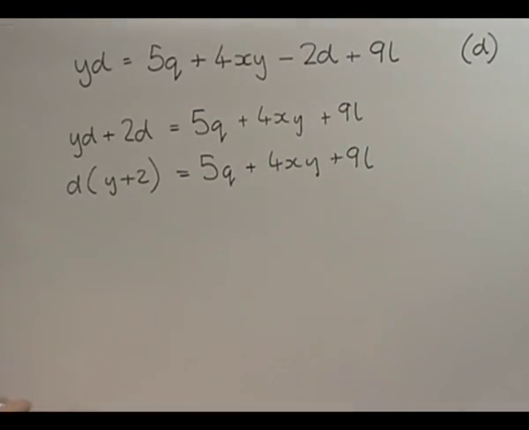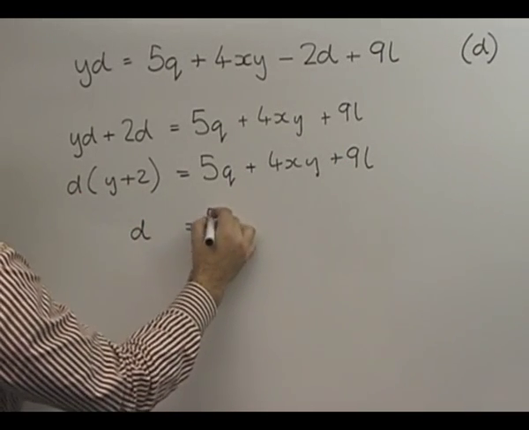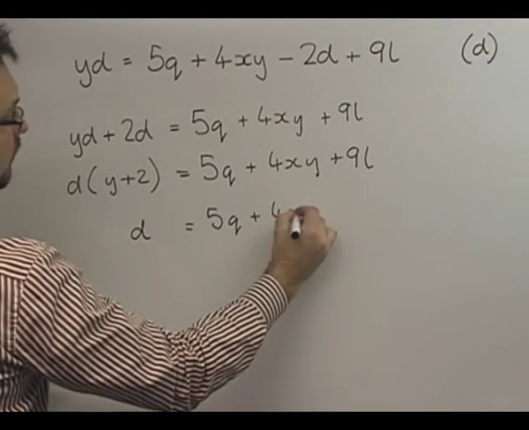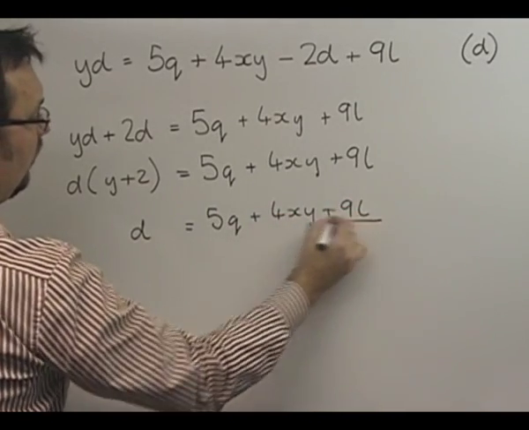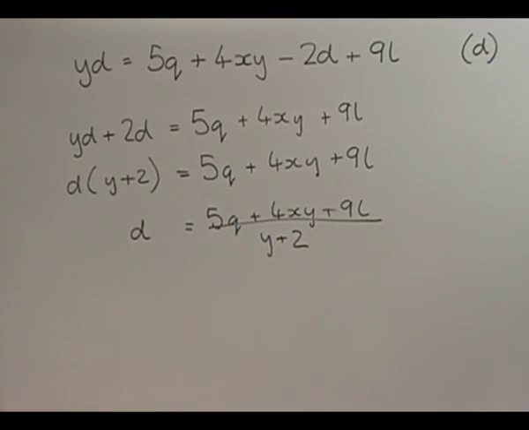And then I only have one more move, and that is to divide by this, so my answer will be d equals 5q plus 4xy plus 9l all over, I've half crossed it out, y plus 2. And that's the answer.